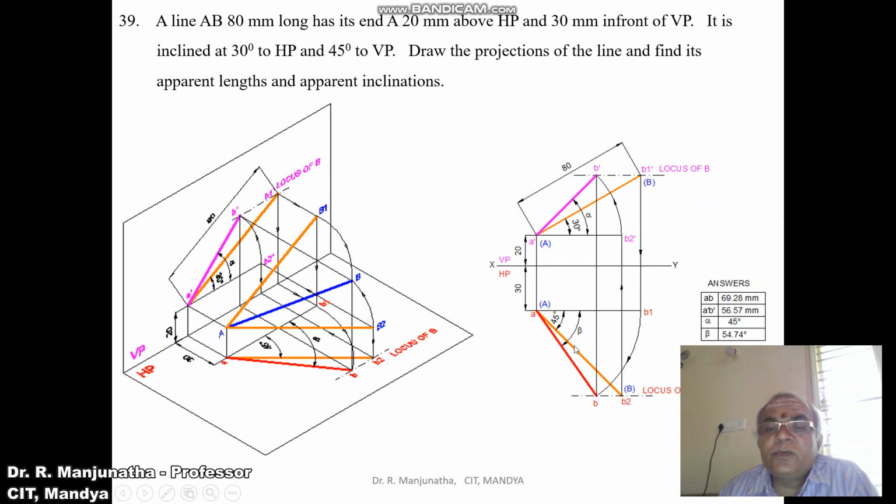Now, once you get the true lengths in both front view and top view, we got the locus, and here also you got the locus. That is also what we have shown here. These two are the locus points. Now what we want to find out is the apparent lengths. So now we know this is the top view of this true length, and this is the front view of this true length.